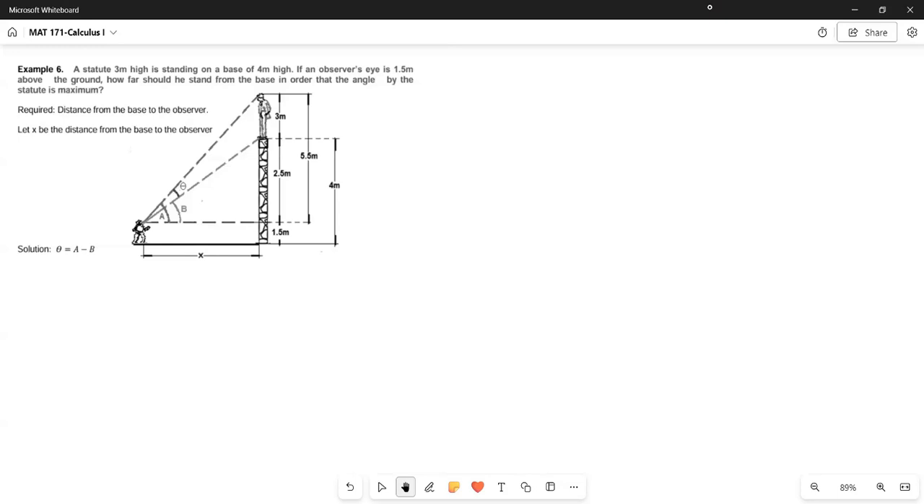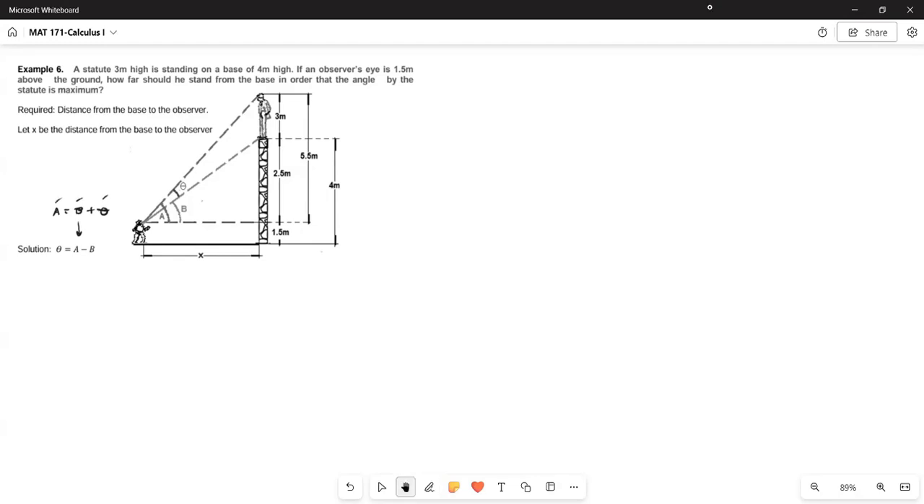Okay? So record natin yung distance from the base of the observer. Let x be the distance from the base to the observer. So naglagay na ng variable sa problem and then illustration. So we also have here a solution. So based on our illustration, it is clearly na yung angle A is equal sa angle B plus angle theta. So dinerive lang natin kaya naging theta is equal to A minus B.